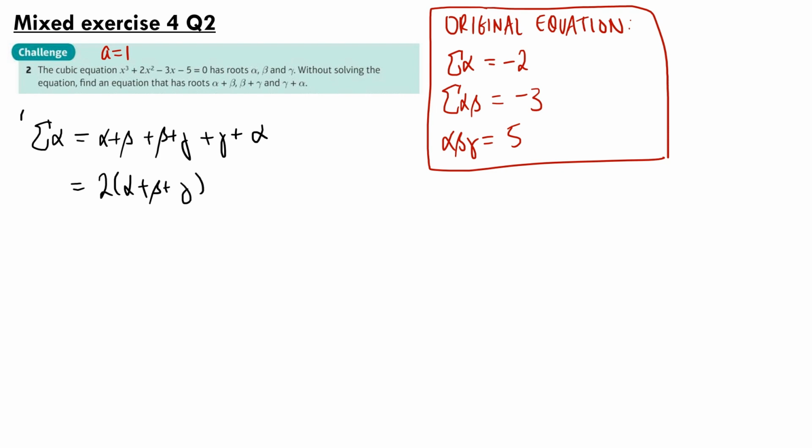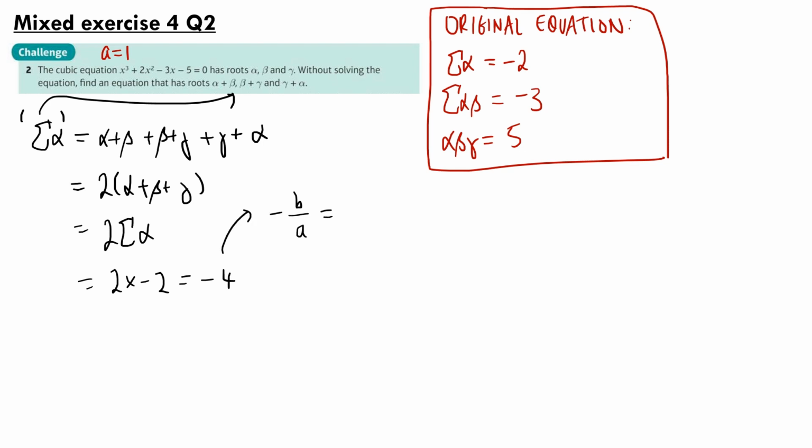I should really put dashes here because this is the sum of the alphas for the new equation. This is going to be equal to 2 times the sum of the alphas for the original equation, which is 2 times minus 2, which is minus 4. And this tells us that minus b over a for the new equation is going to be equal to minus 4.